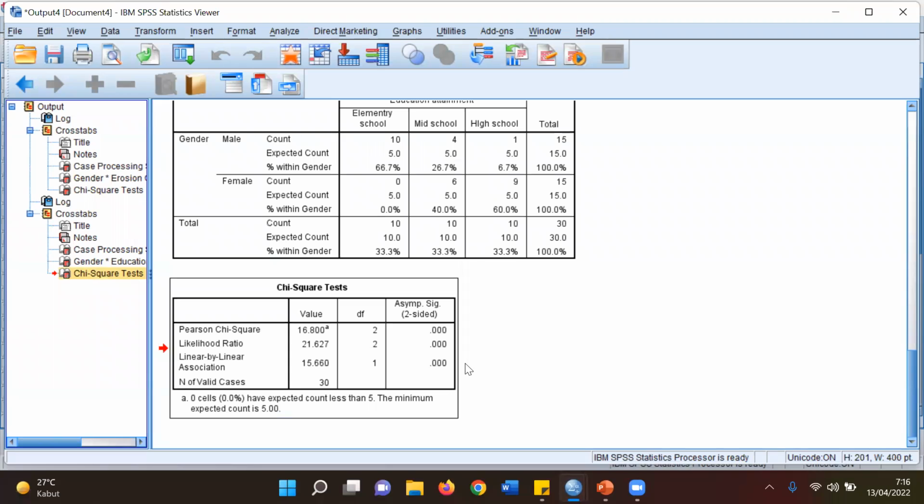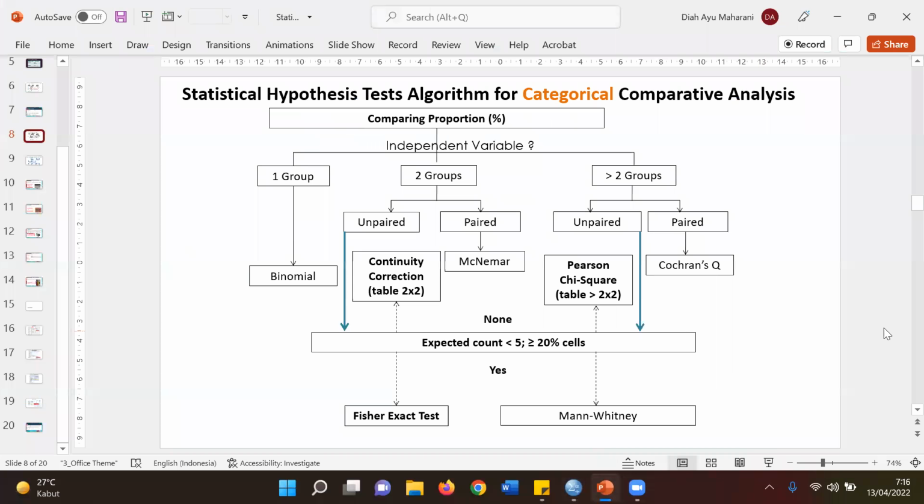In this test, you can see that the continuity correction and Fisher exact are not apparent in the chi-square test analysis output. It's only Pearson chi-square, so it's quite easy to note that we should be looking at the Pearson chi-square. If you look again at the statistical algorithm, if you have more than two groups, here we have three categories of education attainment, so we just look at Pearson.